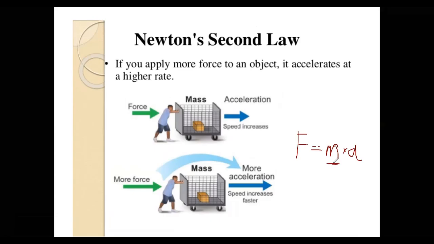So if our mass stays the same, right, we have the same object, then our equation says that if you increase the force that you put on something, you'll increase the acceleration of that object. You'll cause it to speed up more quickly. So you can do a little push on this cart and it'll speed up a little bit and travel a little distance, or you can put a lot of force on this cart and cause it to speed up a whole lot. So that's one thing that our second law can tell us about force and acceleration.